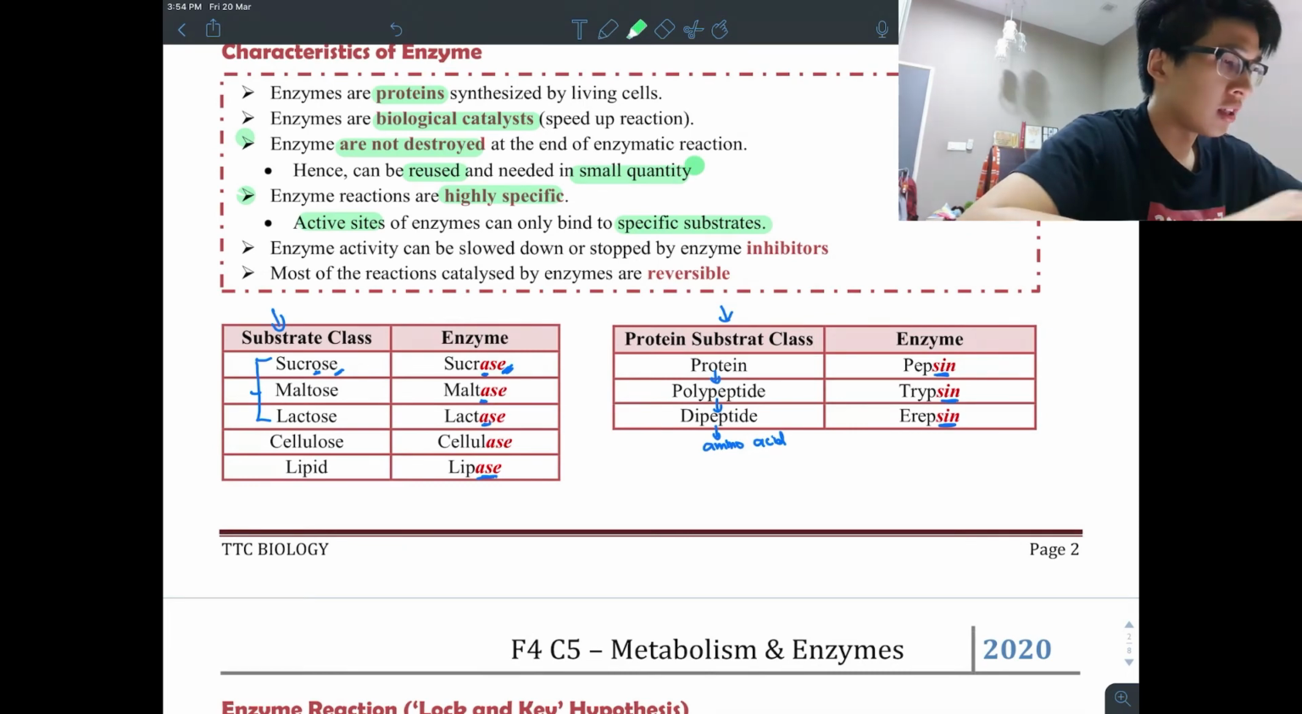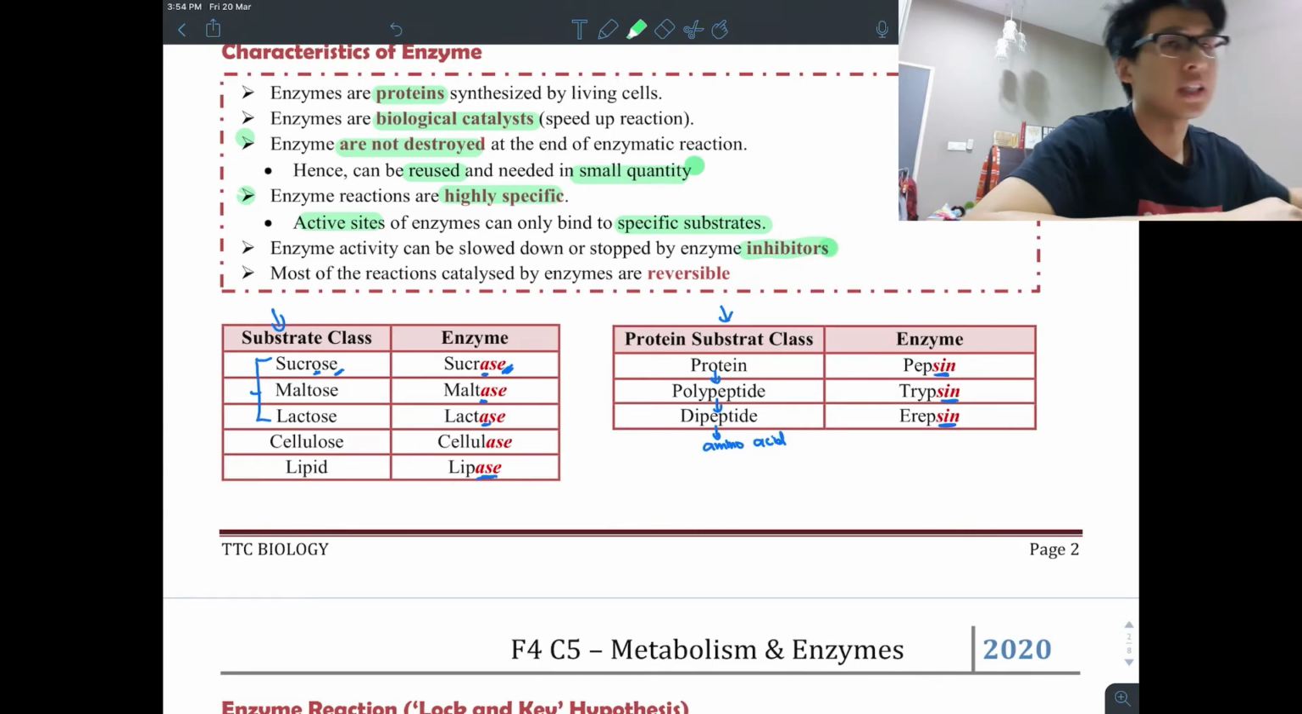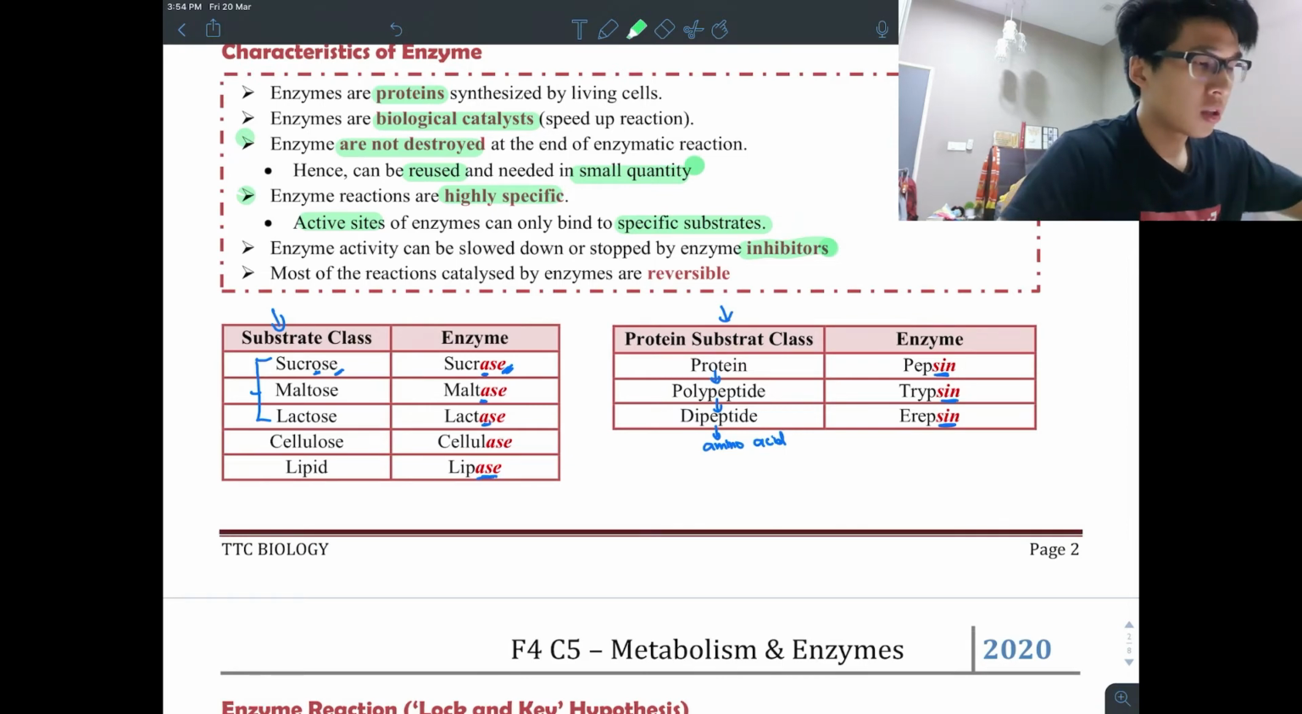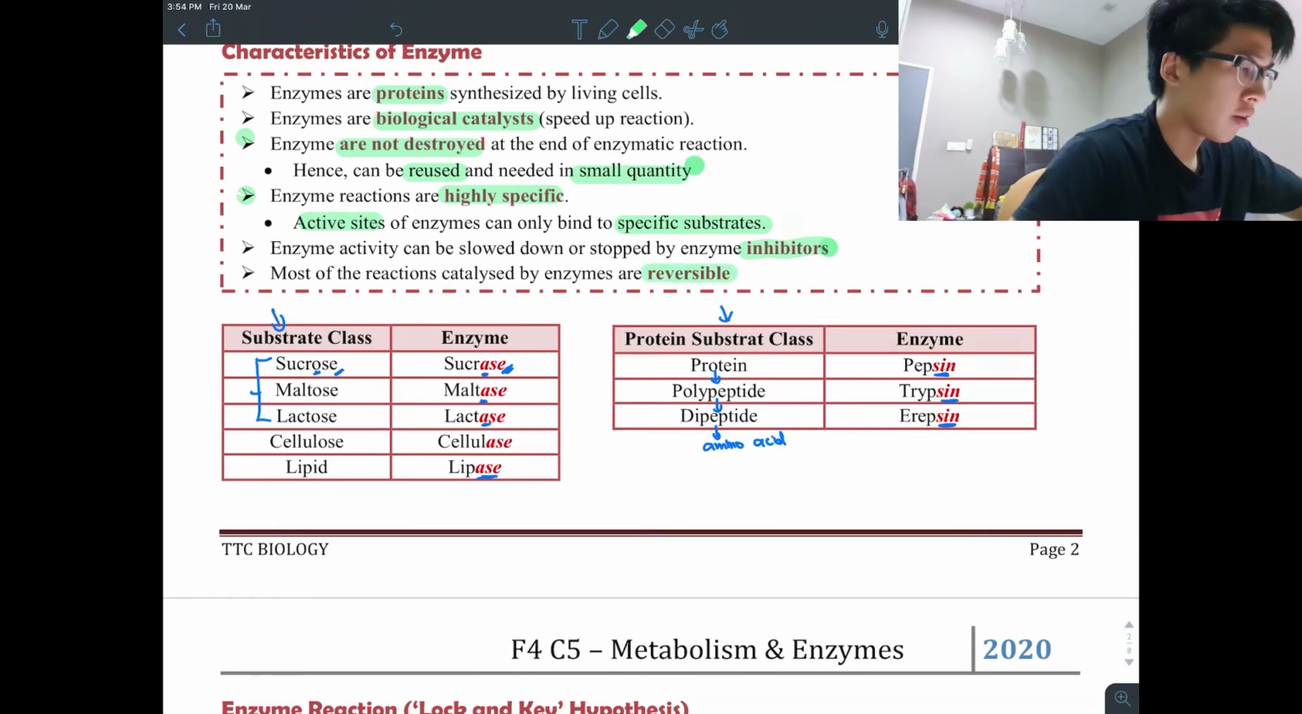The next two, actually nothing much. Enzyme activity can be slowed down or stopped by enzyme inhibitors. Inhibitors are like a type of chemical, a type of poison, that slows or stops the reaction. We will do that in the questions later. Most of the reactions catalyzed by enzymes are reversible.